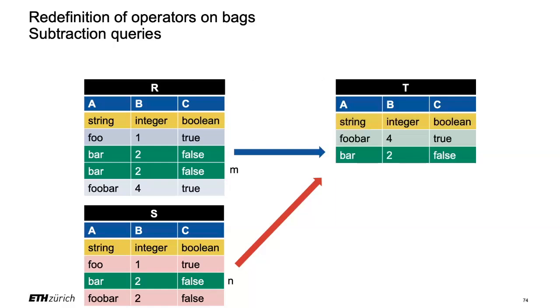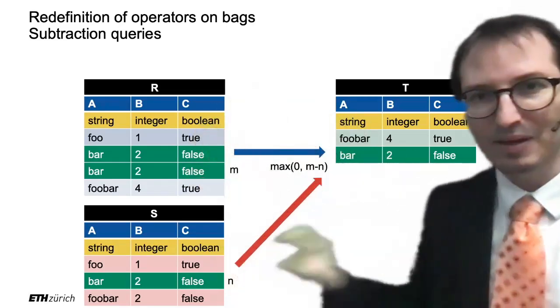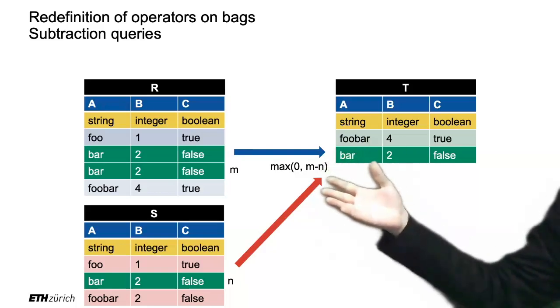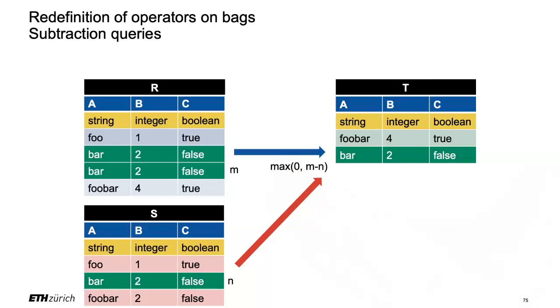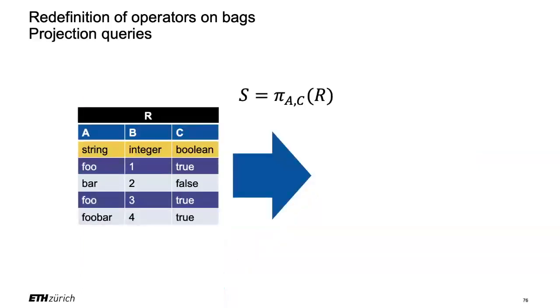And then the subtraction is a bit more involved, with a more complicated formula: the max of 0 or m minus n. What it really means is that it's basically m minus n. It's a subtraction, right? But if it's negative, you cannot have a negative number of occurrences. So this is why there's the max with 0. It basically says if m is smaller than n, that's just going to be 0. You don't go negative. Okay. So basically, we can generalize union, intersection, and subtraction to bags.